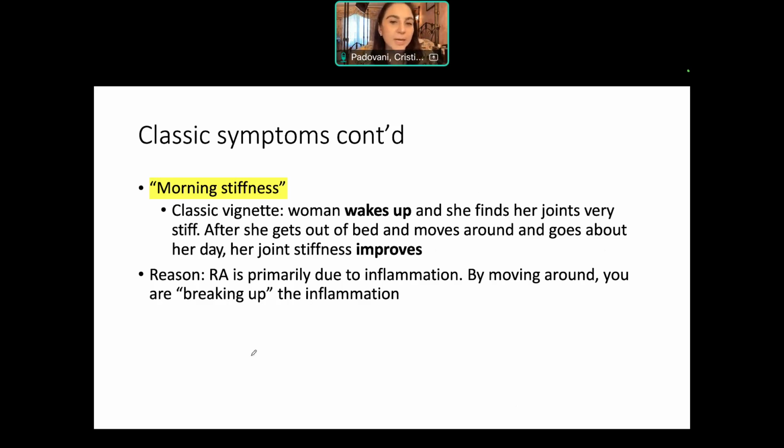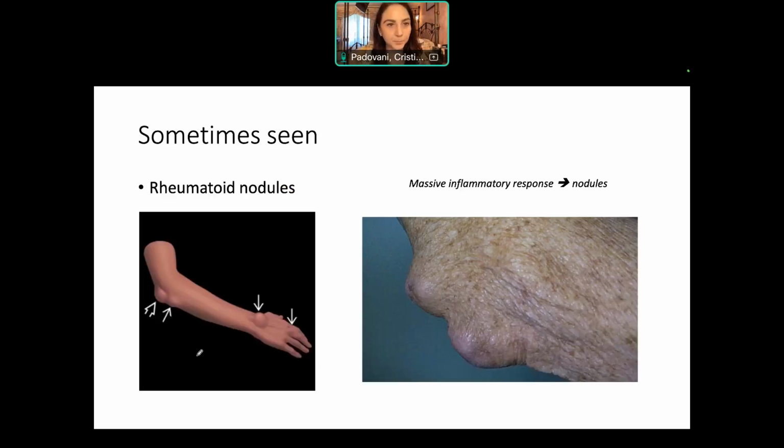The primary reason here is that rheumatoid arthritis is primarily due to inflammation. So you're moving around, you're moving your joints, you're basically breaking up that inflammation, and that's why you get improvement as the day goes on. This differs from something like osteoarthritis, which is just destruction of the joint, usually due to age or obesity. Those patients get worse at the end of the day because you're just crushing that joint throughout the day. RA improves throughout the day. What's causing the pain is the inflammation, so you're breaking up that inflammation by moving around.